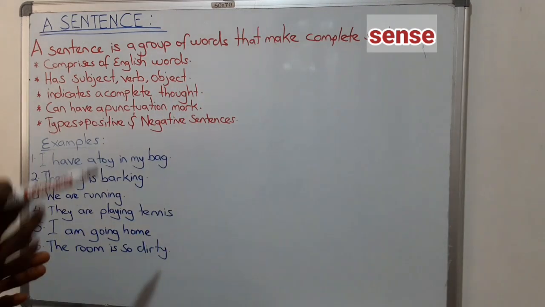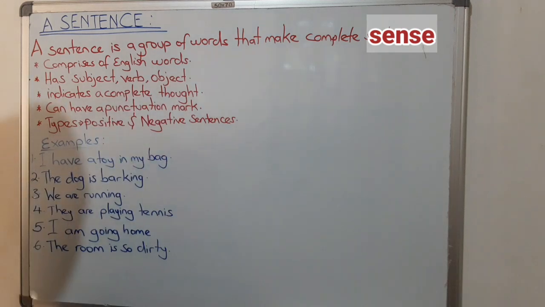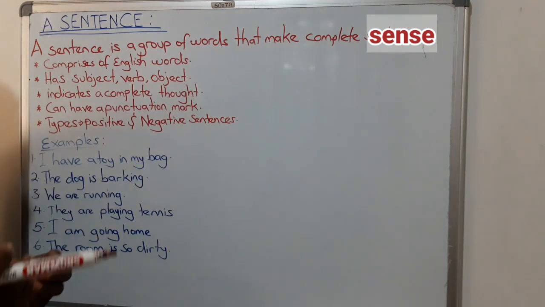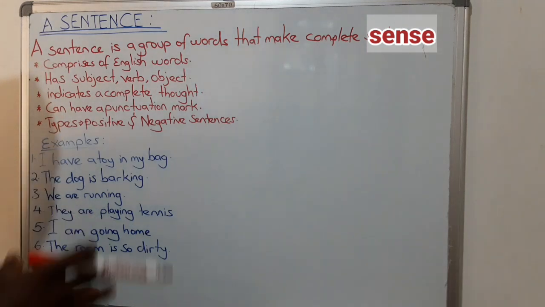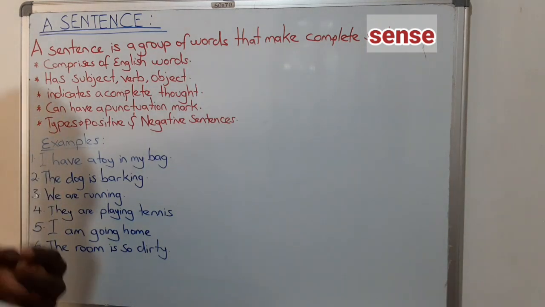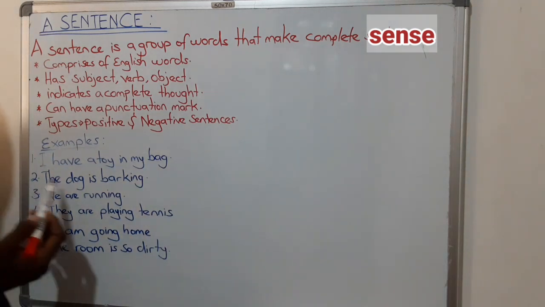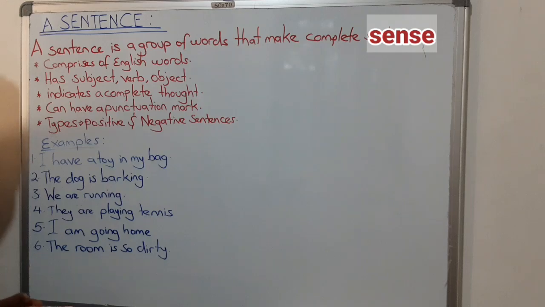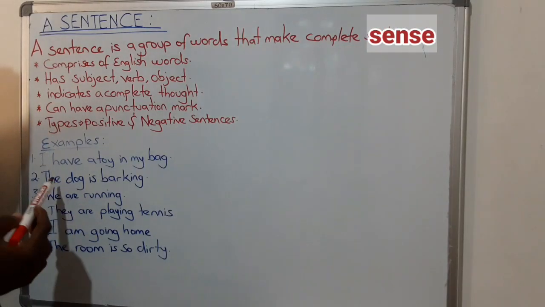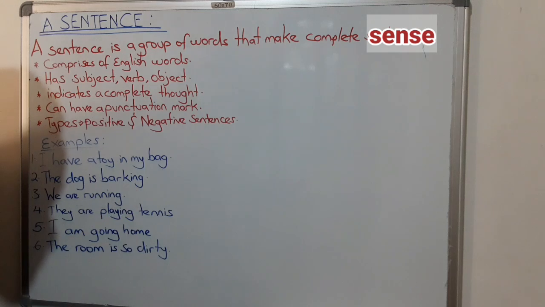So a sentence also indicates a complete thought. What do I mean by this? It expresses what the user is trying to say, or what the person is trying to put forward. For instance, if I say, the dog is barking, the person is trying to say, the dog, what is the dog doing? Is barking. Are we together?